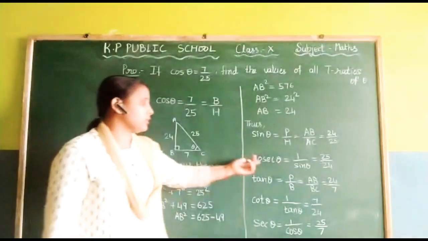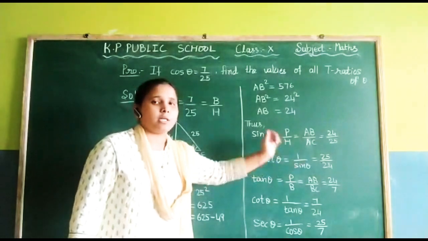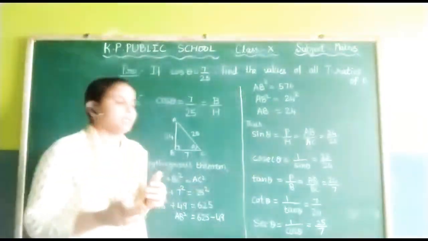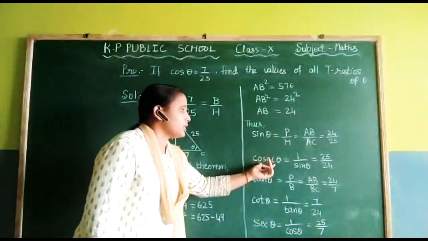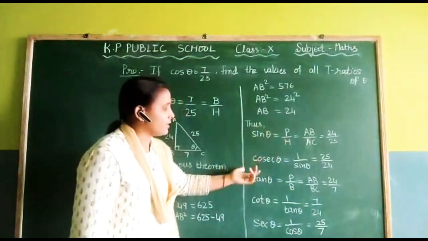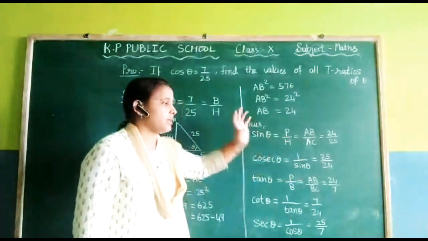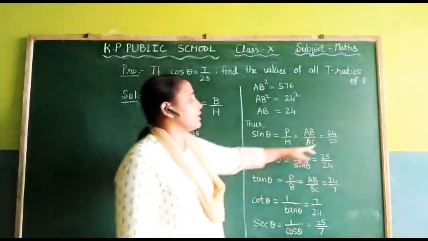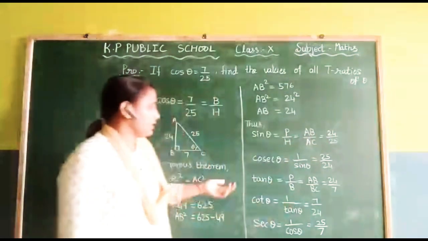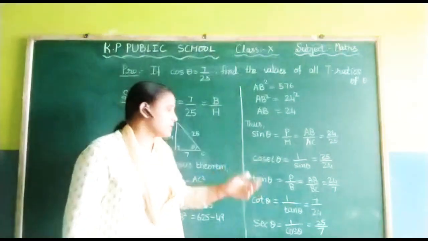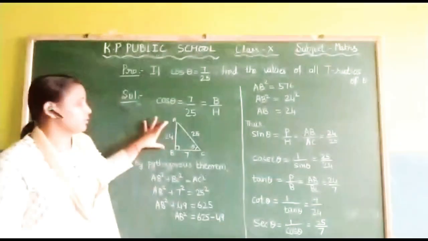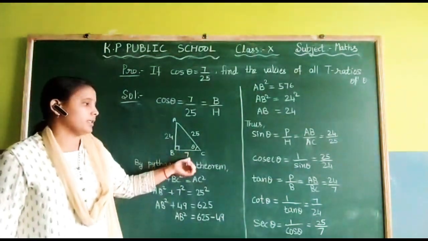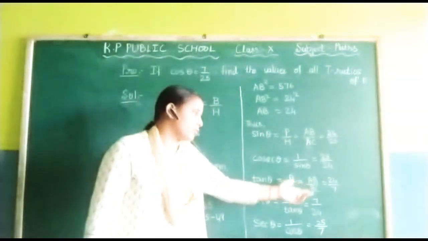Now students, I have written that cosec theta is equal to 1 by sin theta. You have studied that cosec theta is the reciprocal of sin theta. You might also write cosec theta is equal to H by P. So this will be the reciprocal, and the value of cosec theta will become 25 upon 24. Now next is tan theta. The formula is P by B. P means perpendicular AB, that is 24, and B means base BC, that is 7. So tan theta is equal to 24 by 7.